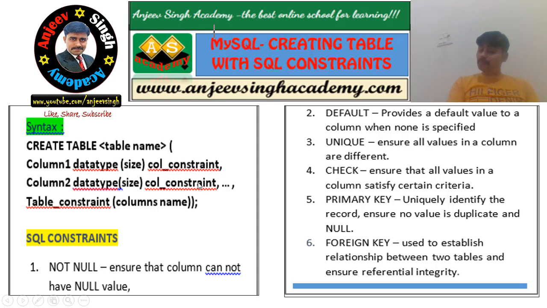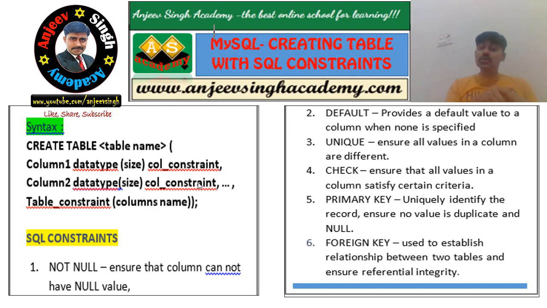So definitely you have to understand what is the column constraint and what is the table constraint. There are actually two types of constraint: one is called column constraint and another is called table constraint. A column constraint is used to apply on a single column. If you want to apply a constraint on a single column, you use the column constraint. But if you want to apply the same constraint on multiple columns, in that case you can use the concept of the table constraint.